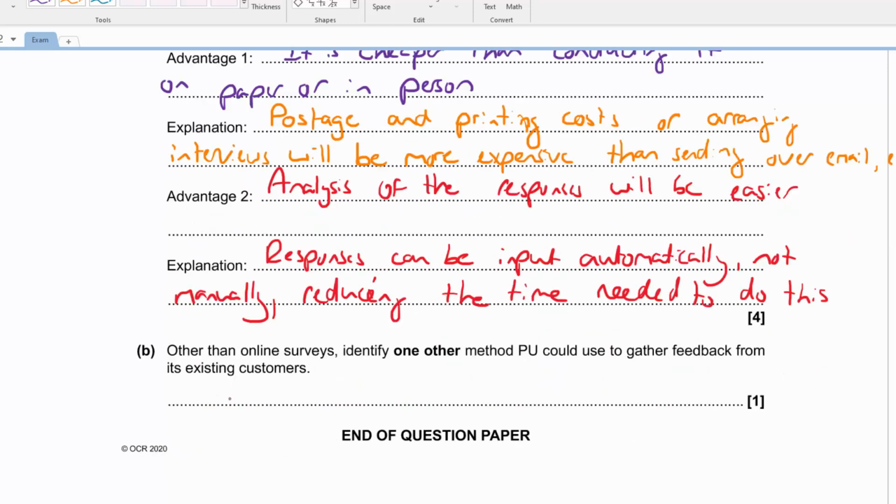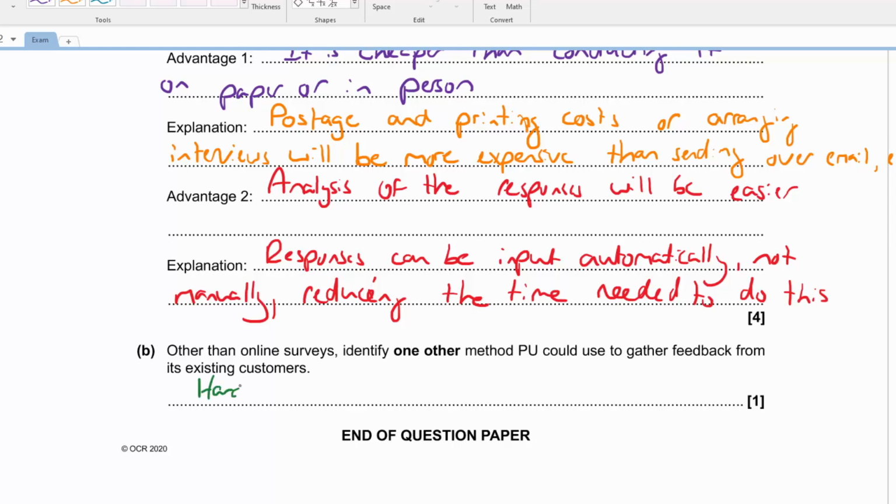Okay, going to our final question, which is always a relief when you get to this point, is to say, what is one other method, apart from online surveys, PU could use to gather feedback from its existing customers? So not a hard question really. What other methods do we have? Well, we could conduct interviews, we could have a hard copy survey. So let's just write it down.